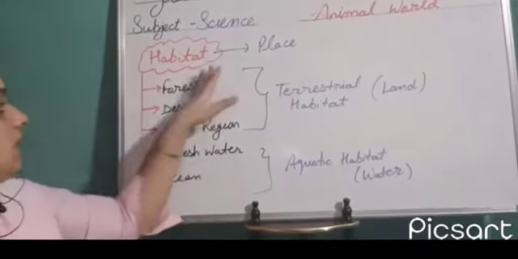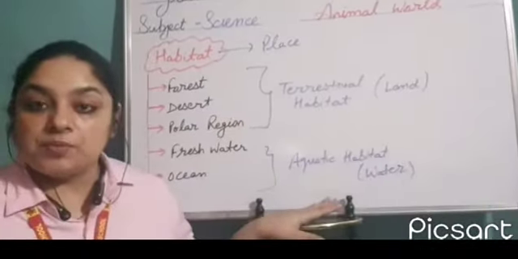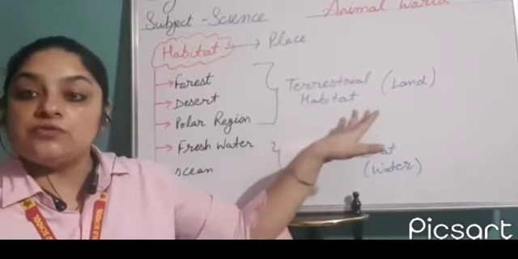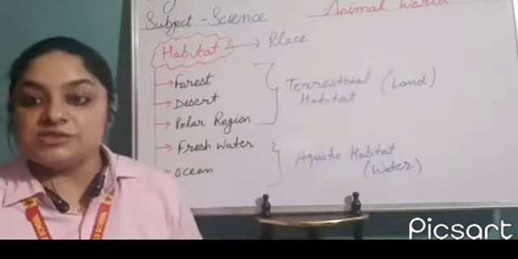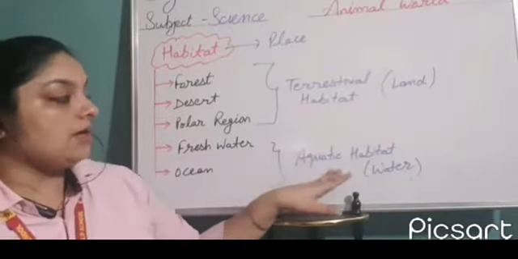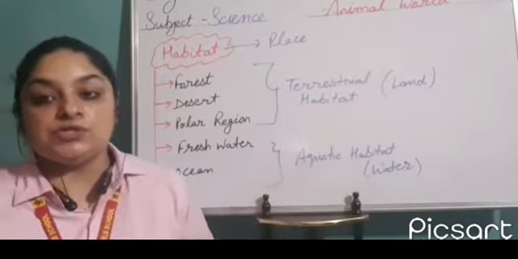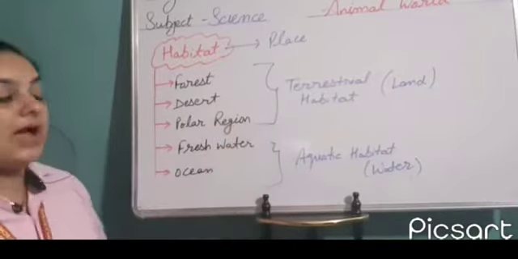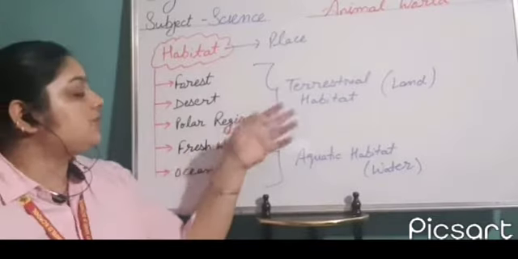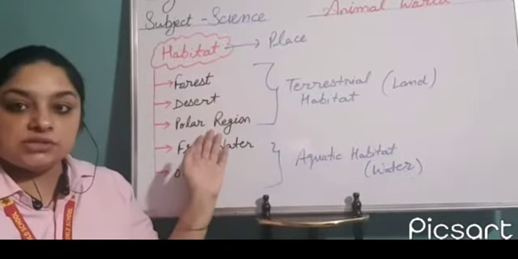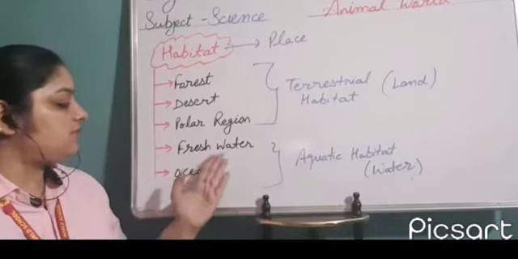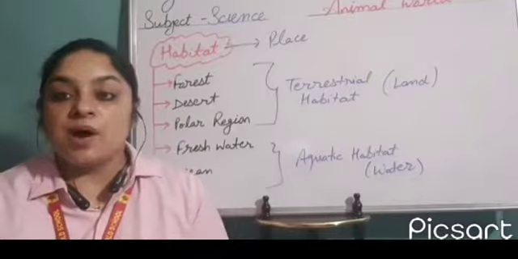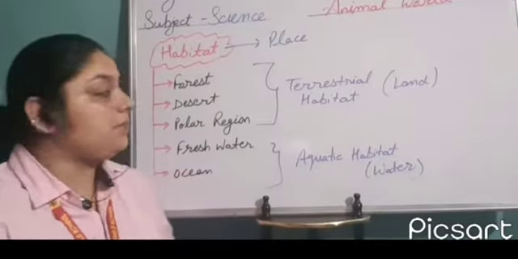Now we have divided habitat into two categories on the basis of where we find them. The first one is terrestrial habitat, the habitat which we find on the land. The second one is aquatic habitat, the habitat which we find in the water. Now these are further divided. For example, for terrestrial habitat: forest, desert, polar regions, and for aquatic habitat: freshwater and ocean. Now one by one we'll study the different features of these habitats.